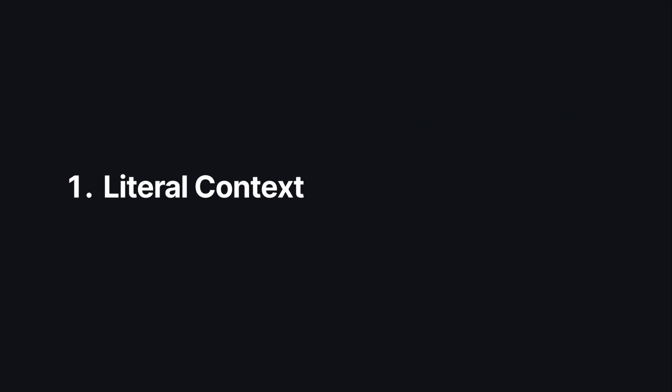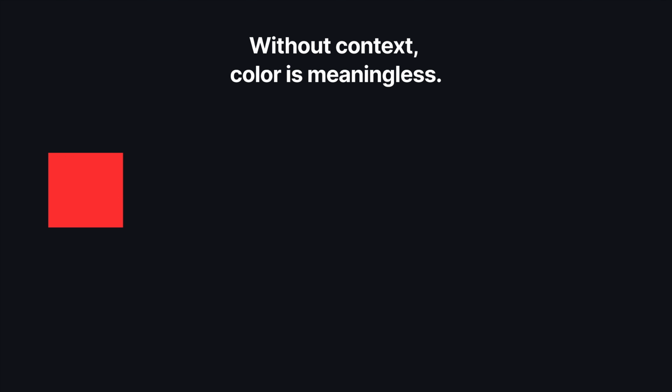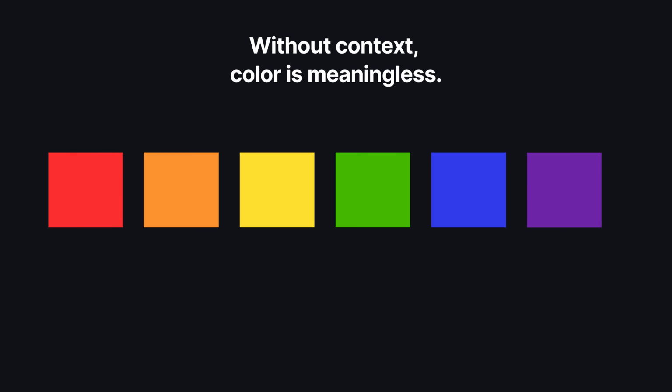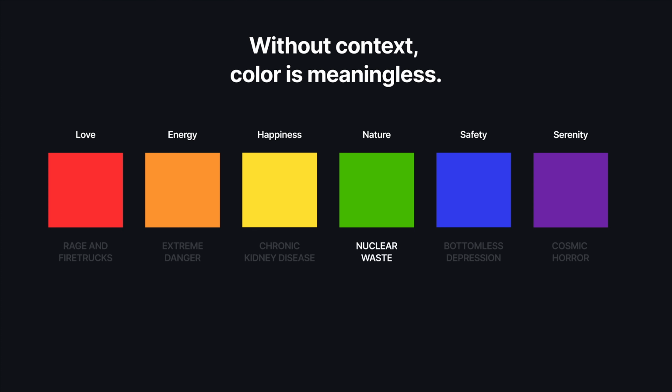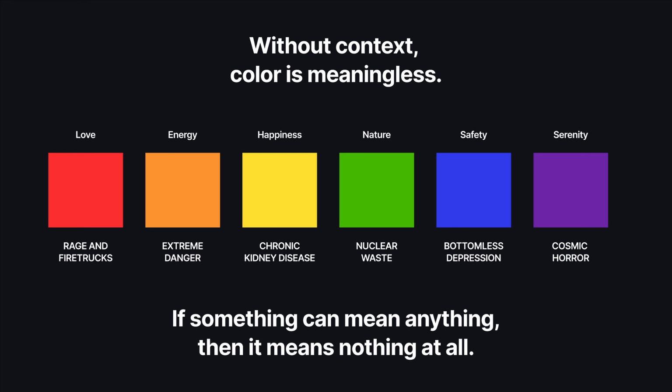The first place where colors get their meaning from is called literal context. And that's just because without context, color is meaningless. You know those color charts you see all the time on Pinterest and Facebook that say what all the different colors symbolize? They always start with the positives, but then as soon as you see green means nature, it's like, and nuclear waste. There's this whole spectrum of things that colors can symbolize, but they symbolize so many different things that it kind of loses all of its meaning. If something can mean anything, then it doesn't really mean anything at all.